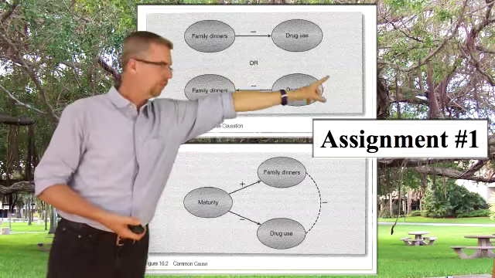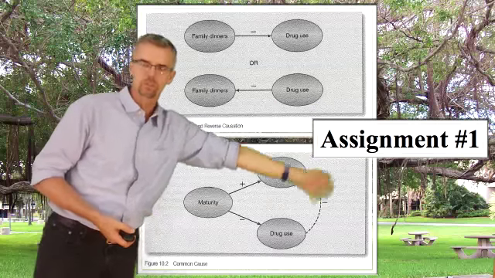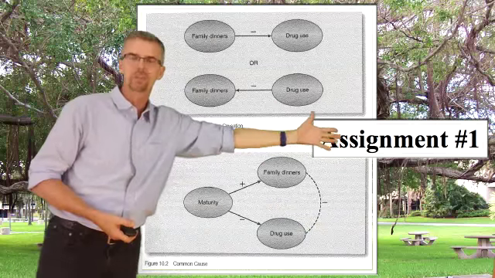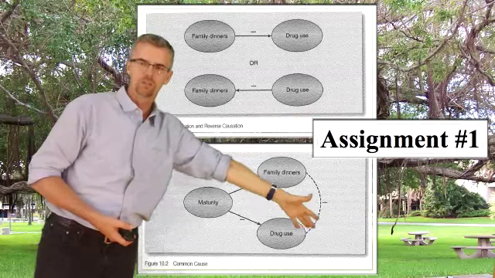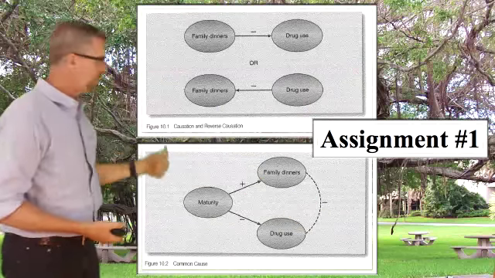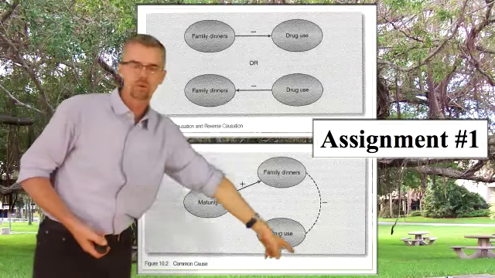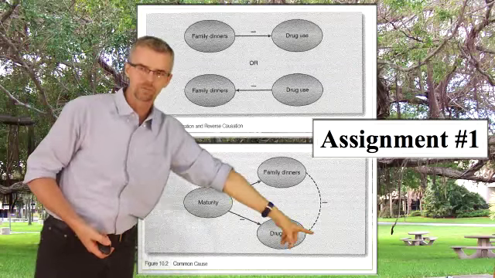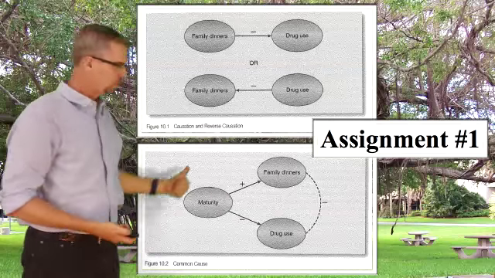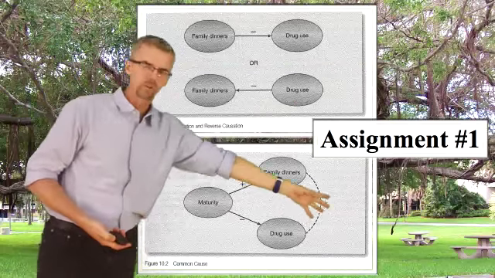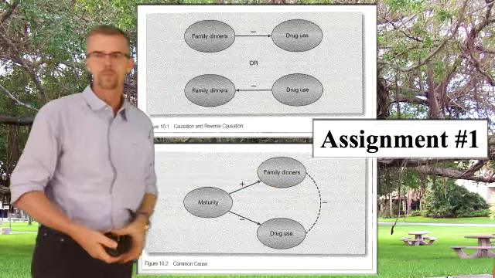What we looked at was family dinners. We looked at an increase in family dinners or a decrease in family dinners and a negative correlation with drug use. But we failed to identify maturity as the cause. So what we saw was a correlation without a cause. It was maturity that was the cause. So identifying a correlation isn't the same thing as identifying a cause.